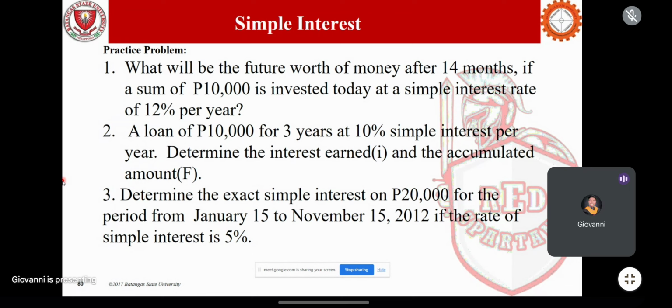Saan mo dinivide yung N? Sa 360 po. 360? 366. 366 po pala. Sure, sir? Tama. Sure, check mo. Baka sa 360 mo divide.